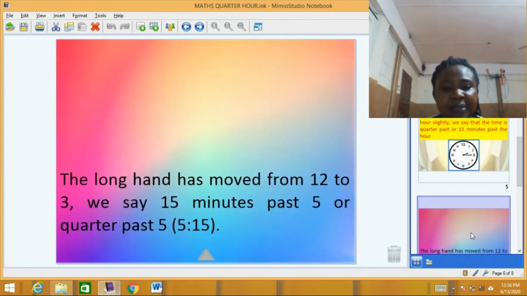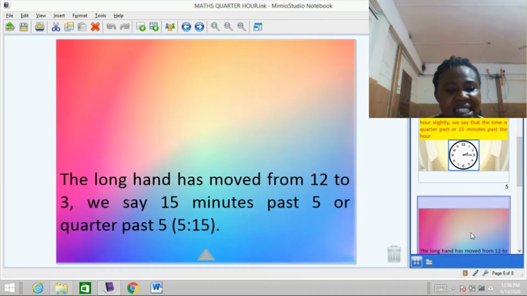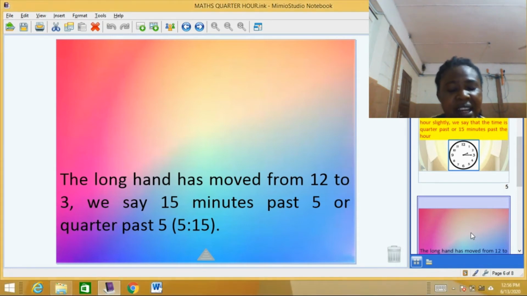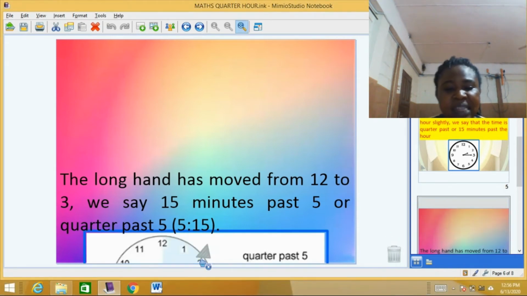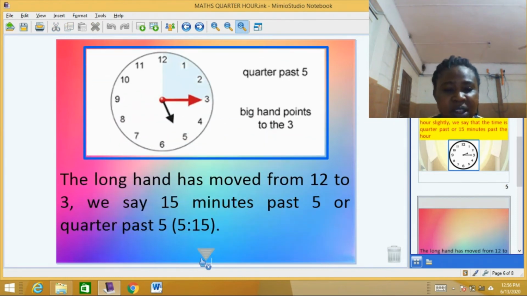Let's proceed again. I say again that when the longhand has moved from 12 to 3, we say 15 minutes past. Let's have a look at the picture. See this picture now. The shorthand is on 5, just past 5 slightly, and the longhand is pointing directly on 3. We say 15 minutes past 5 or quarter past 5.